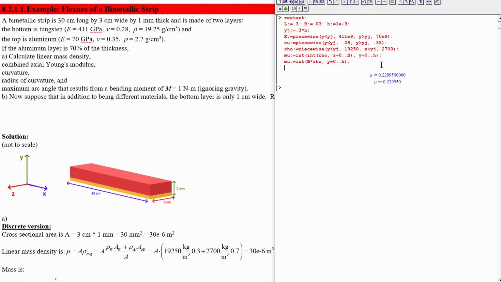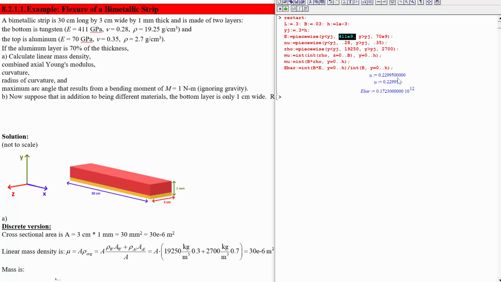So the combined Young's modulus is going to be calculated by taking a weighted average, well, actually just an average, of the Young's modulus across the cross-section. So we'll take the same integral, but instead of integrating the density, we'll integrate E, and then we'll divide by that integral just by itself. So this is dividing by the area. And you'd expect that the Young's modulus we get is going to be somewhere between tungsten and aluminum, but closer to aluminum's because aluminum is 70% of the thickness and tungsten is only 30%.